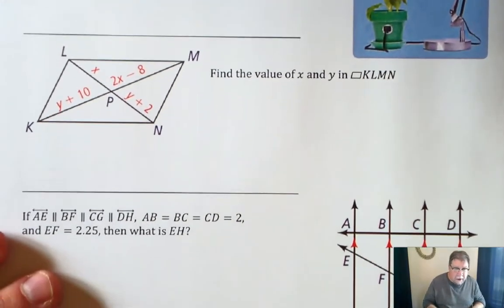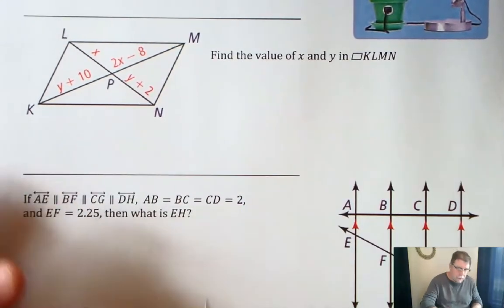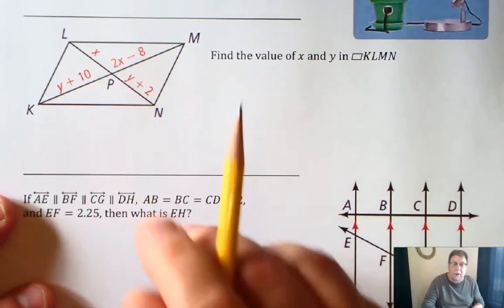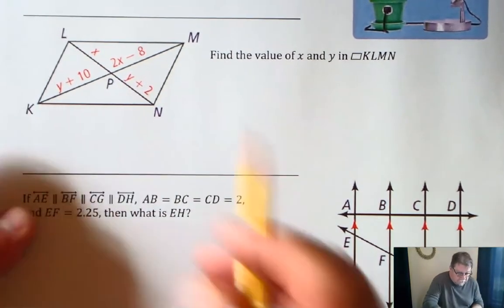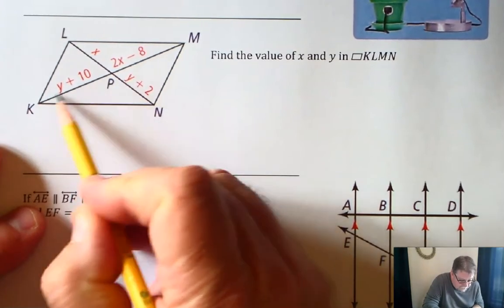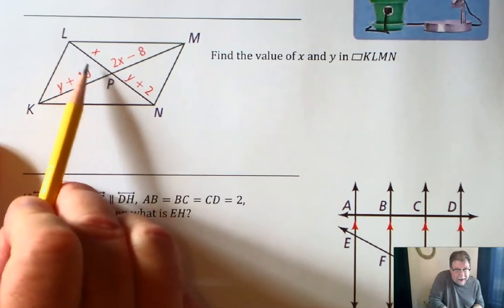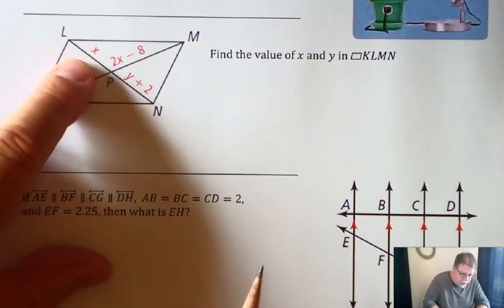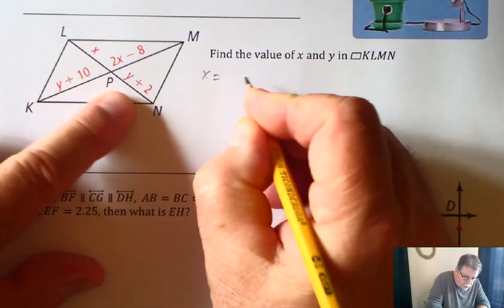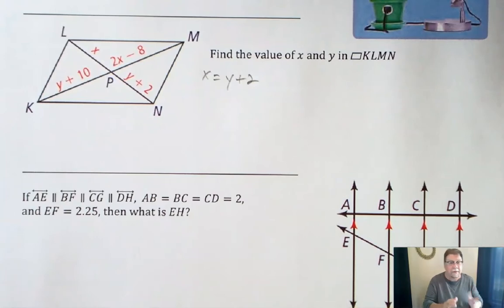We have another parallelogram here, and it says find the value of x and y. Well, if you look, we're talking about diagonals. So we know in a parallelogram that the diagonals bisect each other. So therefore, this side is equal to this side, and this side is equal to this side. So if we set up that equation, x would be equal to y plus 2. Well, that's a problem because I have two variables. I can't solve that and get a number answer.